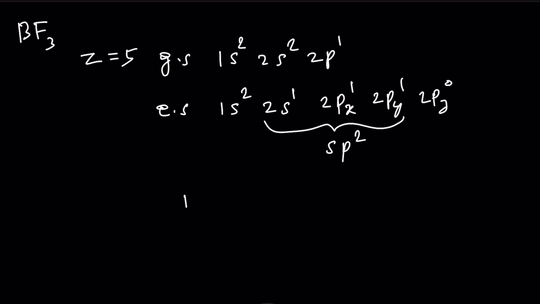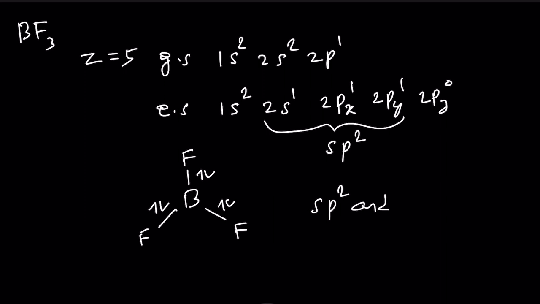So, we have 3 bonds in BF3 and each bond represents 2 electrons. Therefore, the correct answer is sp2 and 6.